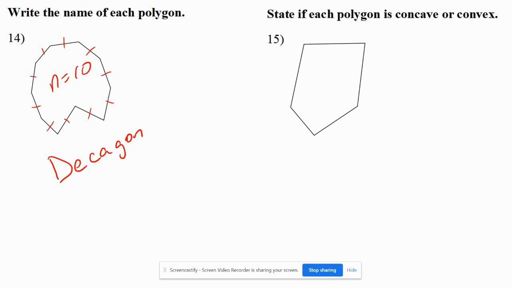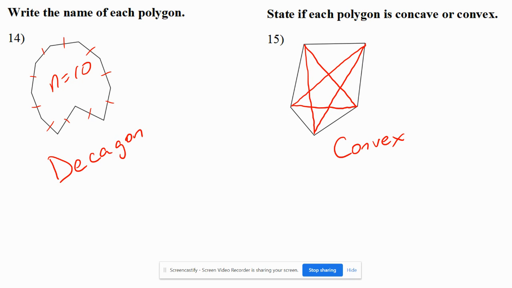Now for number 15, I'm asking if each polygon is concave or convex. So I'm going to think of the diagonals. That's when I connect corners, with the exception of the sides, obviously. I'm trying to find a diagonal that goes outside of my polygon. I drew all my diagonals and none of them go outside of my picture. Therefore, this should be called convex.